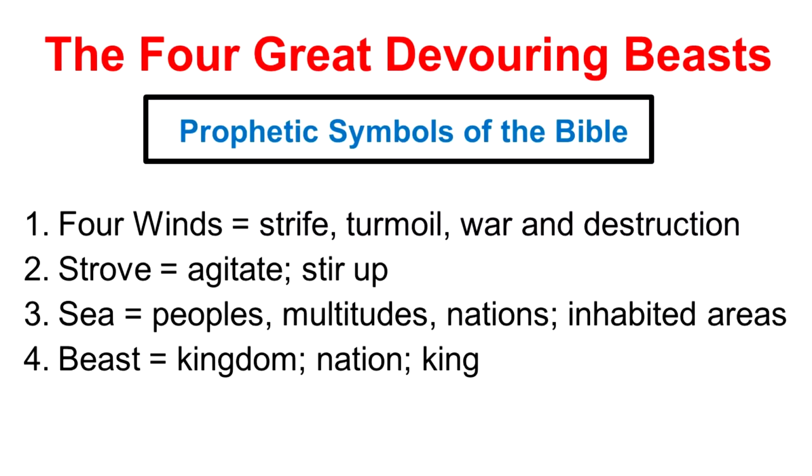Okay? So now I wanted to focus on reviewing some of the things that were mentioned in Daniel chapter 7, verses 1 through 3. In Daniel chapter 7, verses 1 through 3, Daniel mentioned the four winds. And we talked about those four winds. We saw scriptures in Revelation chapter 7, verses 1 through 3.